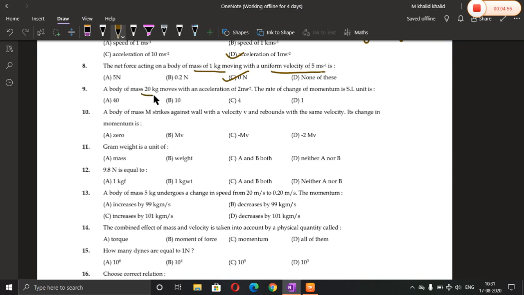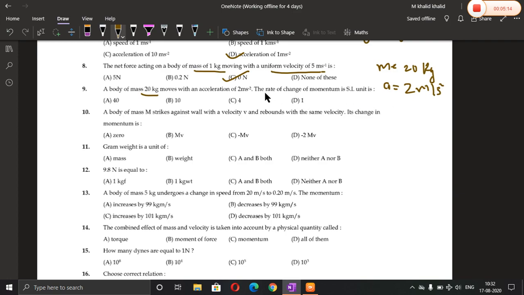What does it say? Mass is given as 20 kg. Here let us write m equals 20 kg, and it moves with an acceleration of 2 meter per second square. A is given as 2 meter per second square.